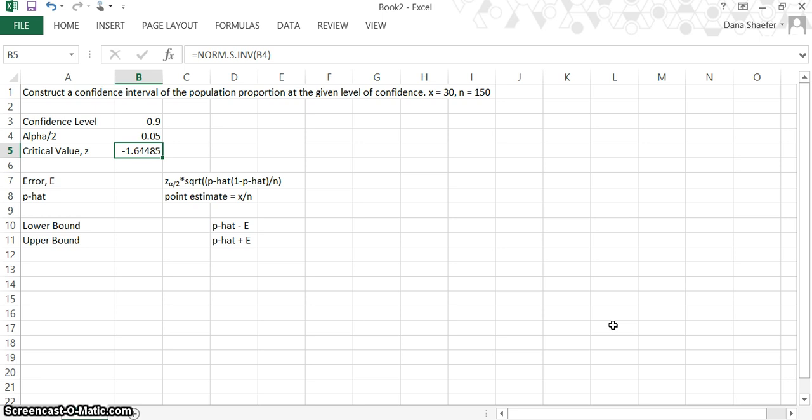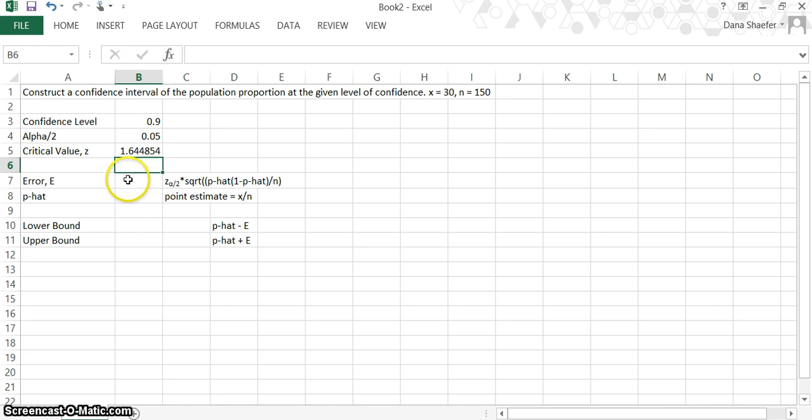The issue with that is that's the area in the tail, and it's negative, but our critical value, when we're using this formula, we'll use the positive value for that critical value. The next thing that I need is to calculate the error. I'm going to fix this so that I can get that to change to a positive. So I just put a negative out in front.